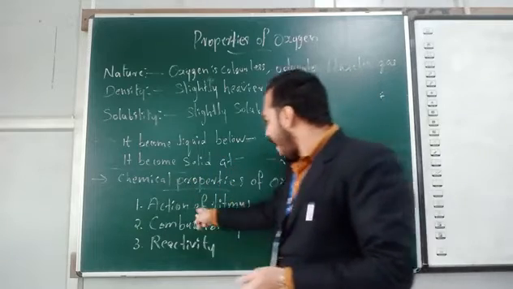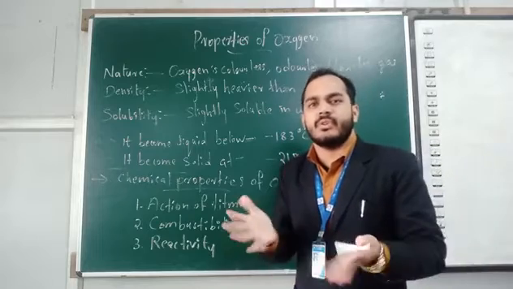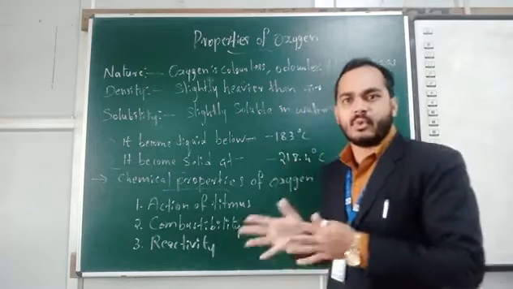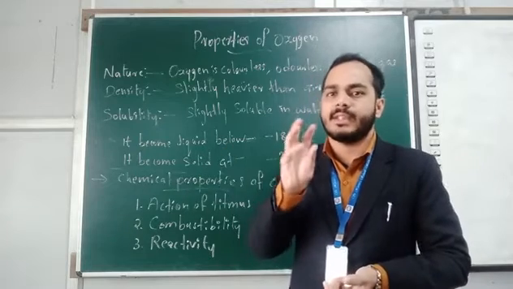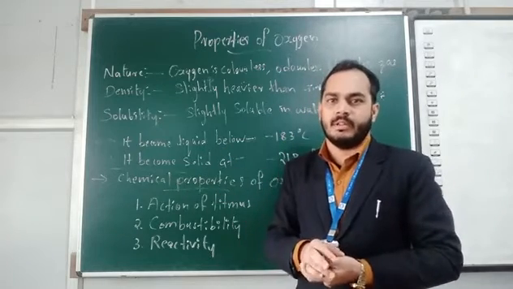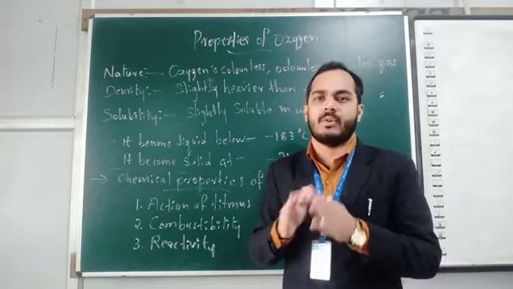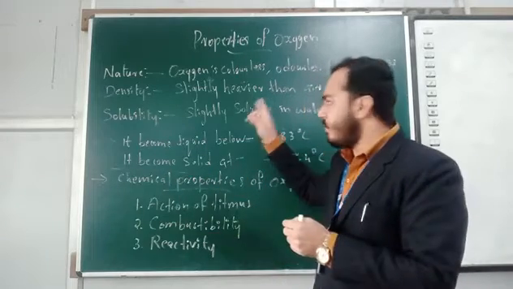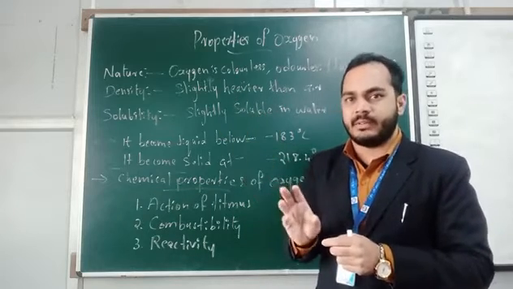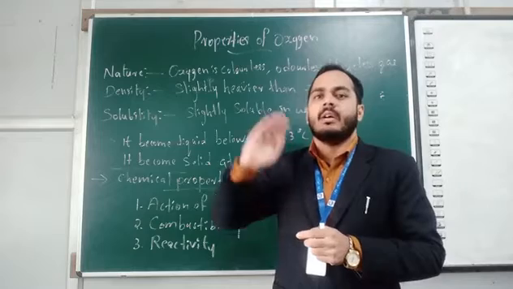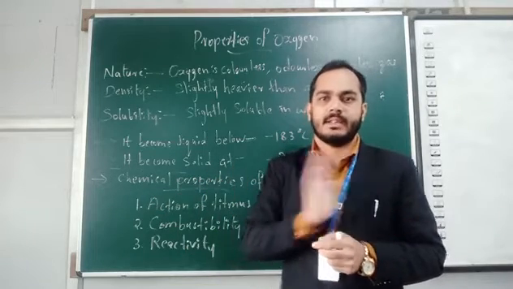The first one, action of litmus. It does not work. The litmus paper is not working in oxygen. The reason is very simple. Oxygen is neutral. There is no acidic character and there is no basic character. That's why the litmus paper is not able to work in the case of oxygen. Neutral character means no acidic and no basic character.